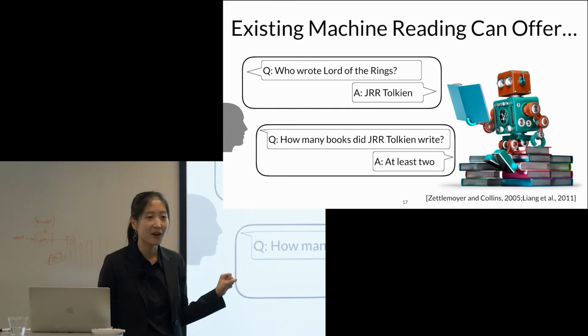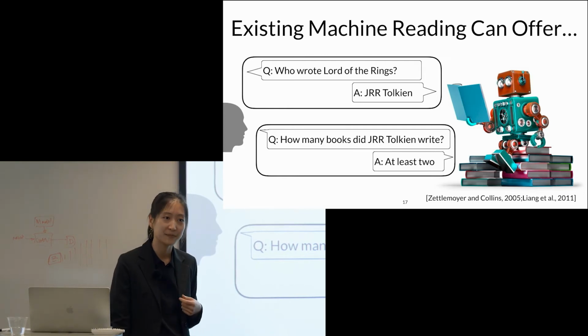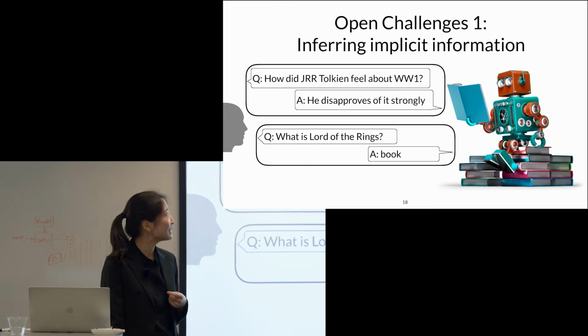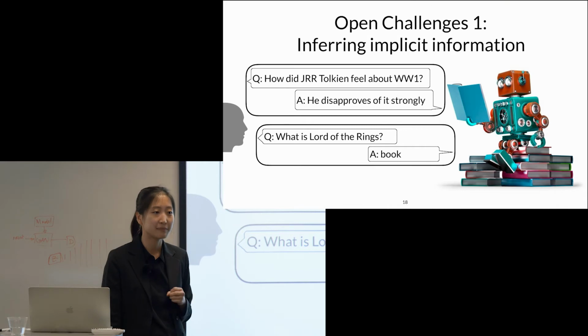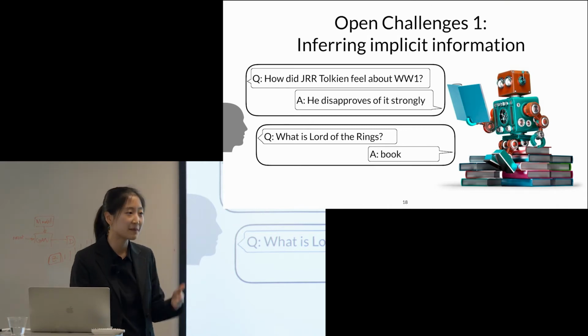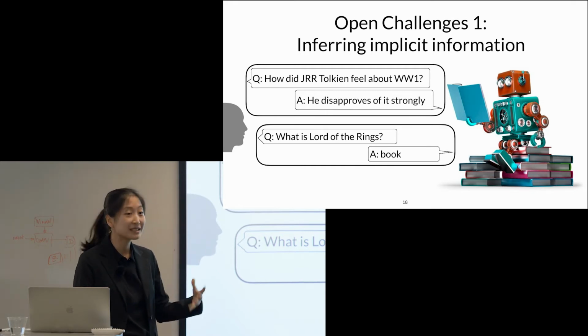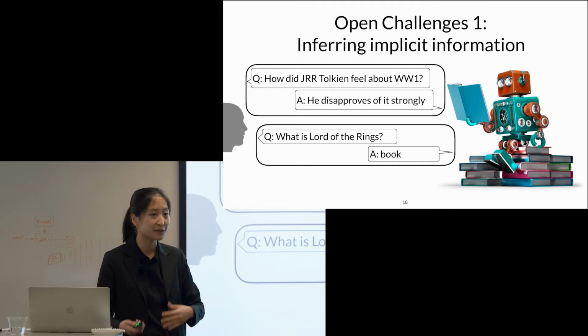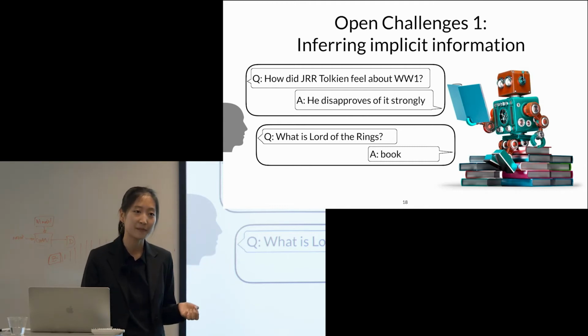And now I'm going to talk about some things that the current NLP was not able to address that I was trying to work towards throughout my PhD. So one missing piece is about learning implicit knowledge that's hidden between the text. So for example, after reading those two sentences, if someone asks you, how did J.R.R. Tolkien feel about World War I? He was inspired by his harrowing experience to even write a book, so you should be able to answer that he disapproves of it strongly.